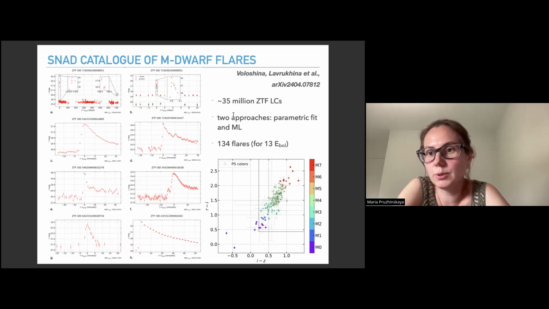And I would remind you that M-dwarfs are interesting because we consider them as the best candidate to host exoplanets where some life is possible. That's why knowing more about statistics of these objects, their population, and what is more important, about their activity, about these flares, because they obviously have impact on the atmosphere of exoplanets, is a very important task.